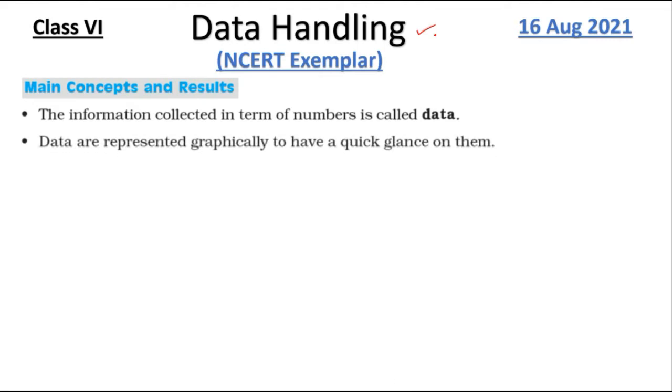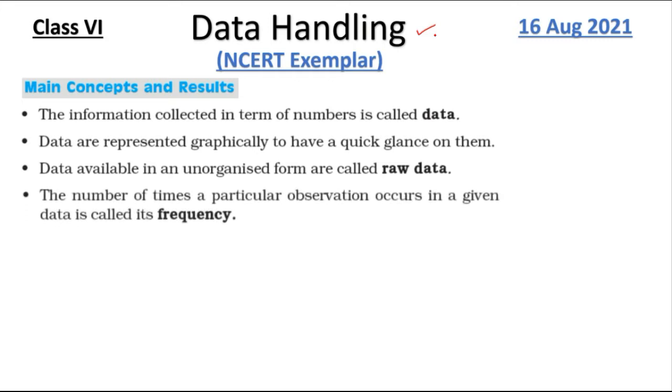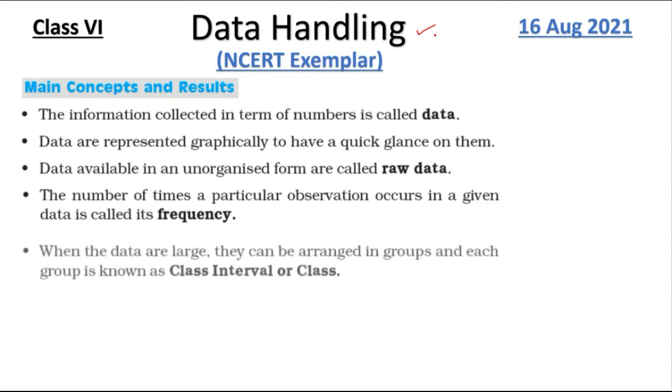Data are represented graphically to have a quick glance on them. Data available in unorganized form are called raw data. The number of times a particular observation occurs in a given data is called its frequency. When the data are large, they can be arranged in groups and each group is called class interval or class.